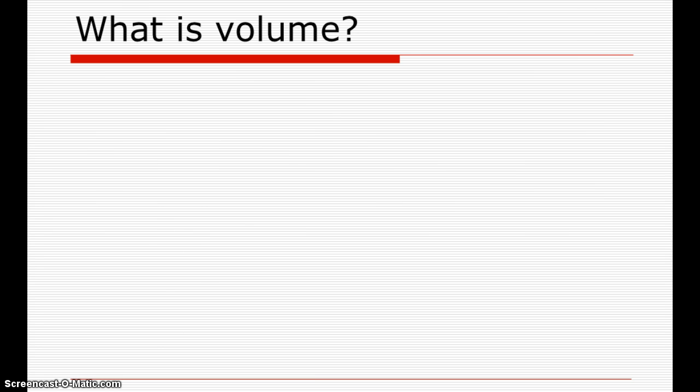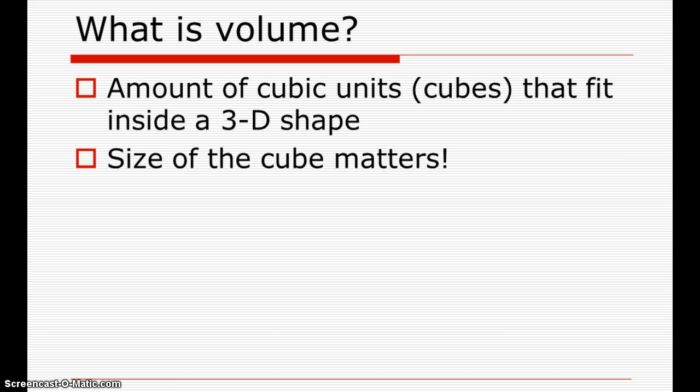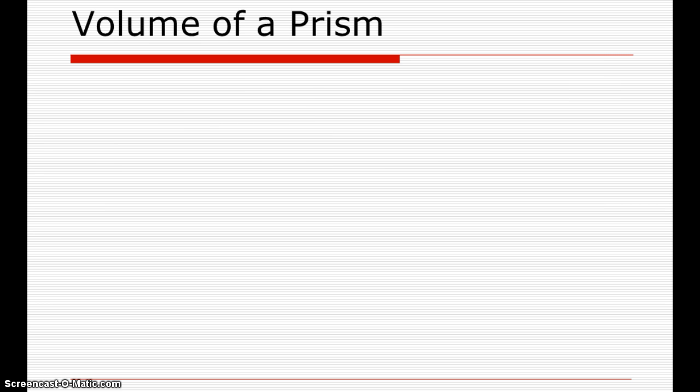Okay, and then also recall from our first day of class, we talked about volume being the amount of cubes or cubic units that fit inside of a three-dimensional shape. And we talked about the size of the cube matters. Remember, we had a teeny tiny 1 centimeter cube, and then we had a giant cube. So the size of the cube will depend on our volume quantity at the end, and we have to make sense of that. So we're going to start with a prism today.